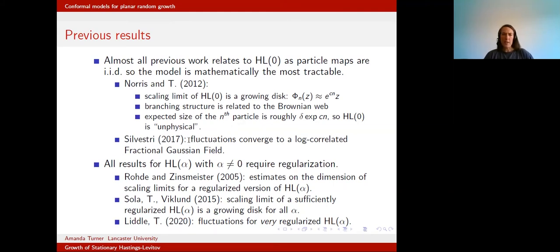Other work, in 2017, showed that the fluctuations around that unit disk converge to a log-correlated fractional Gaussian field. Now, in the case when alpha is not equal to 0, all the results that exist require regularization.